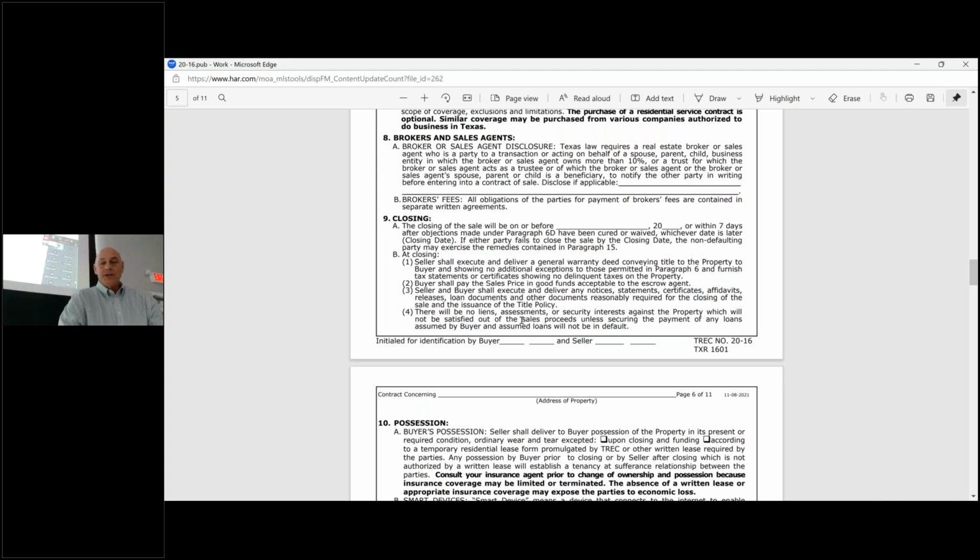Texas law requires a real estate broker or sales agent who's a party to a transaction or acting on behalf of a spouse, parent, child, business entity in which the broker or sales agent owns more than 10%, or a trust in which the broker or sales agent acts as a trustee, blah, blah, blah. Disclose it to the other party in writing. So if you own any piece of this more than 10%, or you're representing a close family member, you have to disclose that.